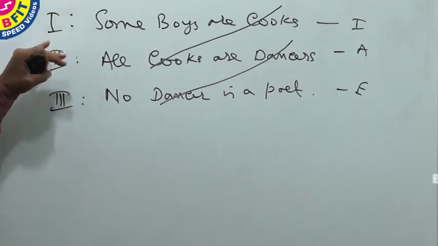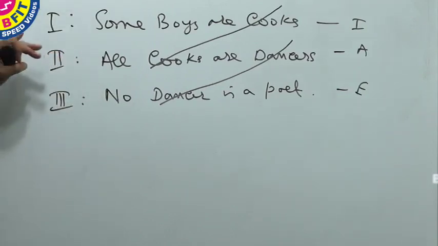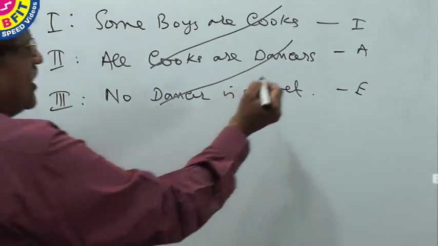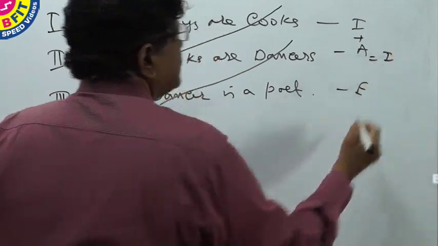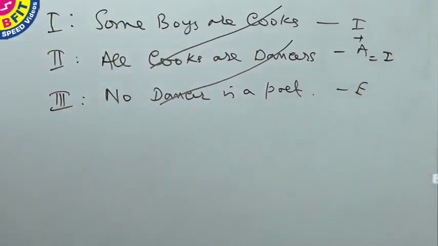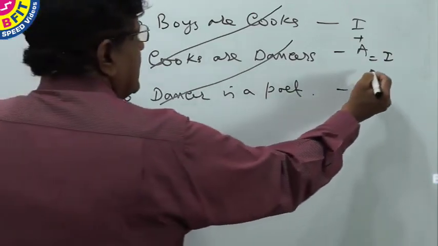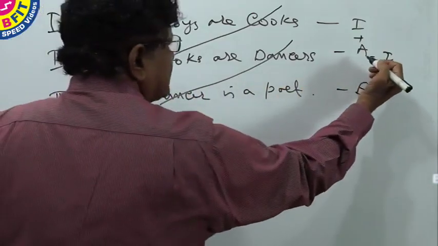Now, apply the mediate inference for statement 1 and 2. What is the mediate inference for statement 1 and 2? I plus A, I am Indian. I plus A, the resultant is I. The resultant conclusion is I type.